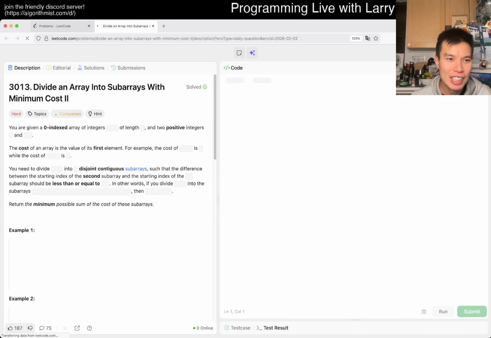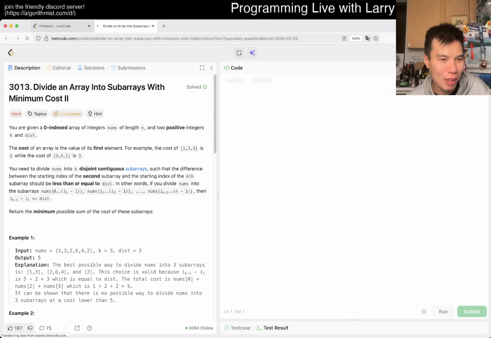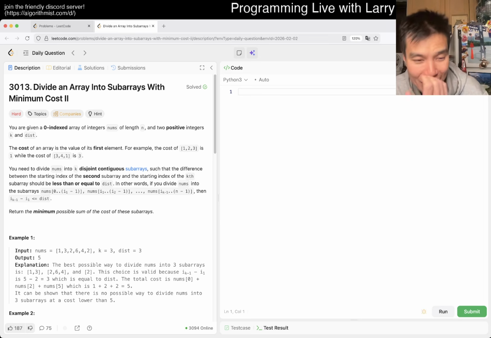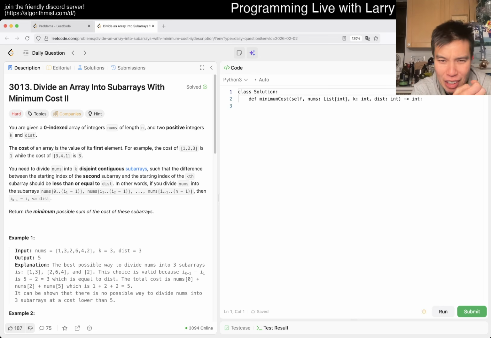Alright, there we go. Today we have a hard problem, 3013, Divide an Array Into Subarrays With Minimum Cost 2. Alright. We did this yesterday, right? Kind of, maybe. I don't remember it already, though. Honestly, I don't know. I think it was an easy one, right? Something like that. So I don't remember it. So okay, let's read it then, because that's the best way to understand what the problem is asking.